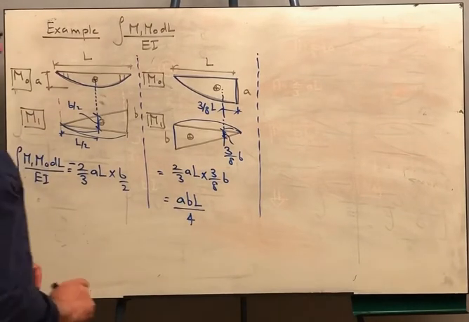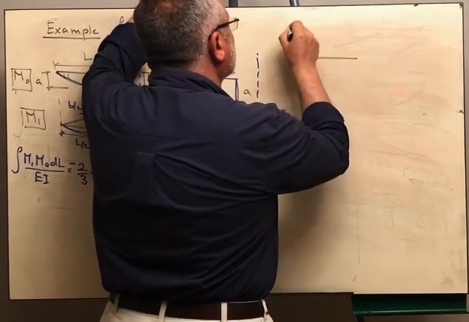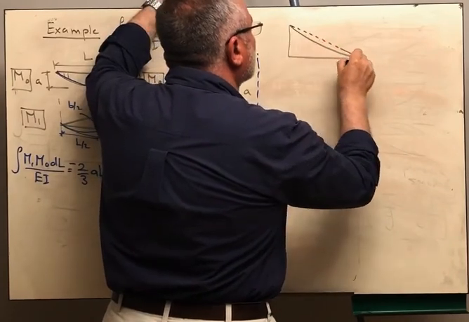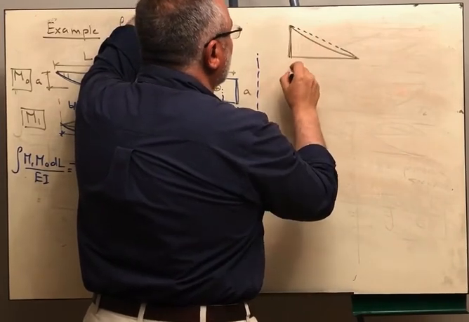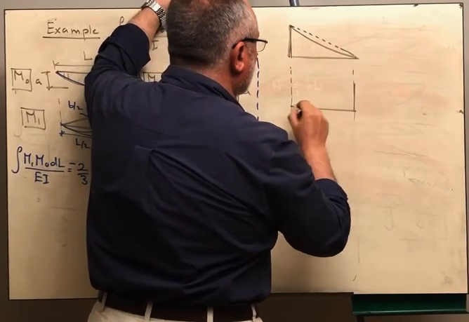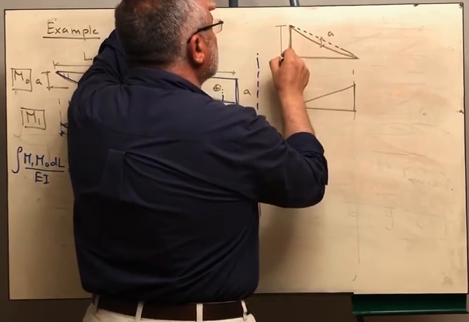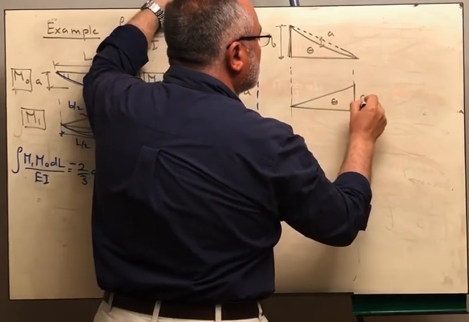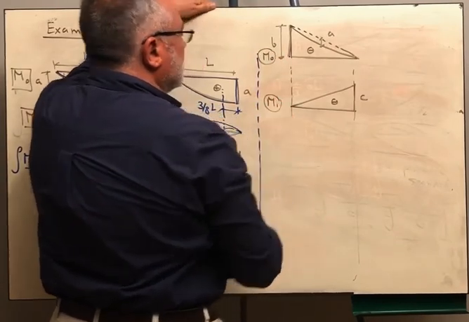Again, if we are having, for example, a diagram like this, and this is A, and this is B, this is negative, and this is negative, and this is C. This is the M naught diagram, and this is the M1 diagram.